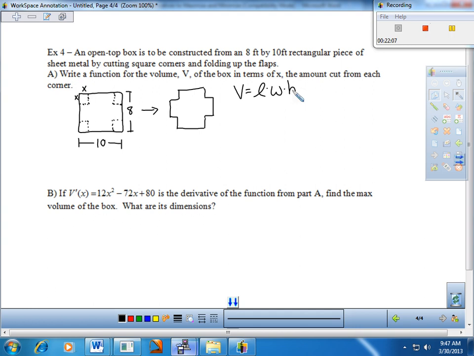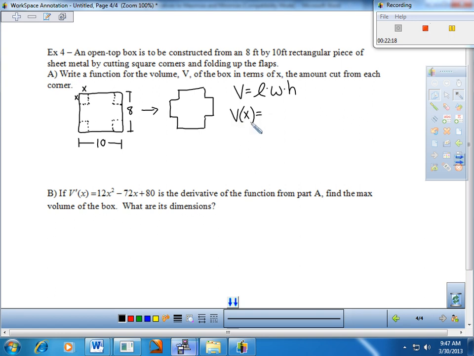All right. And again, potentially you've seen this before. What is the length of the box? What is the width of the box? And what is the height of the box? Well, they are all expressions in terms of x. And so what we're going to do is write the volume of the box in terms of x.